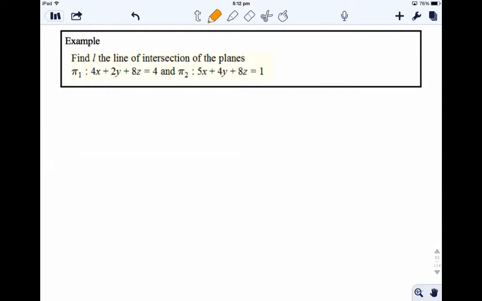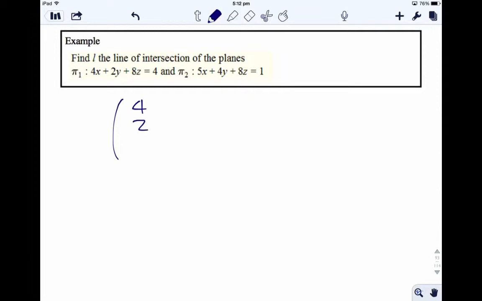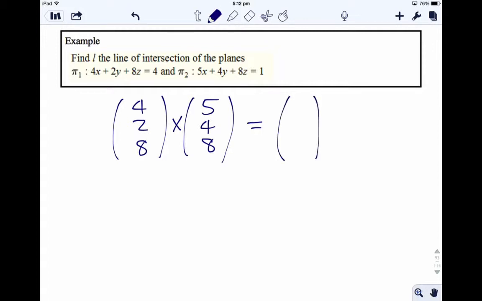Okay, so what are the normal vectors that we're talking about here? Because the planes are given in Cartesian form, it's pretty easy. The normal vectors are 4, 2, 8 for the first one, and the normal vector for the second plane is 5, 4, 8. Okay, so we want to do the vector product or cross product, which, as we know, gives us a vector. Just pause quickly and do that and make sure you can get the right answer. If you did it right, you should have got negative 16, negative 8, and 6.